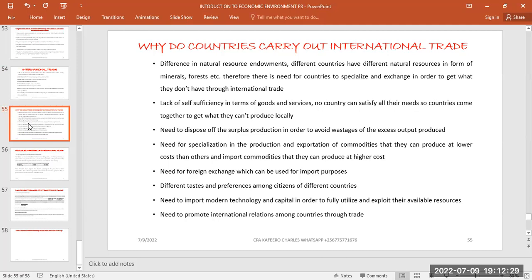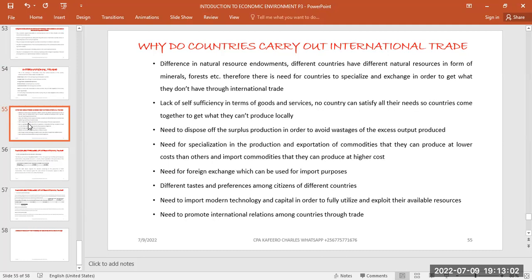Then the last one, we can talk about the need to promote international relationships. If, let's say, you have neighboring countries, you have to promote peace and unity. The only way that can unite you is when you're doing trade, when you're transacting together and you have some common items, as we are going to see when we go to economic integration. We shall be seeing how we come together and enjoy trade creation and all of that.